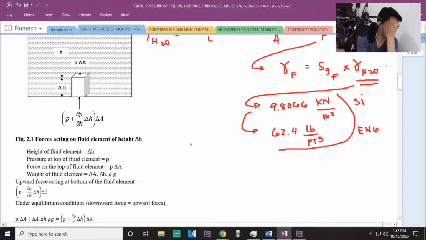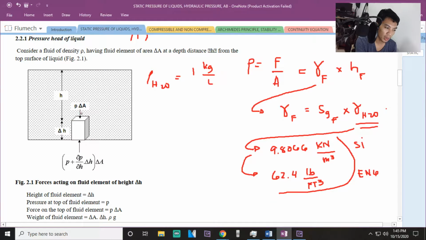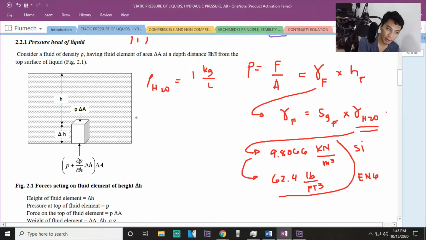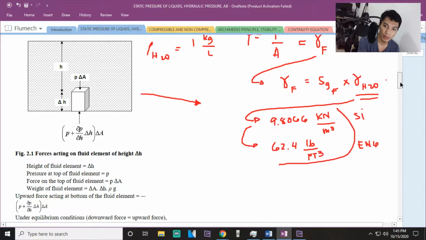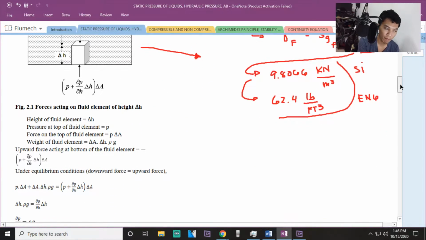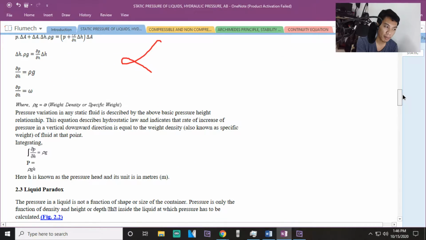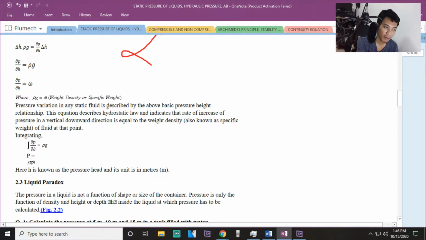So, nakita nyo dito sa figure that the forces acting on here, on the fluid element of the height delta H. Yan, ganito yung paliwanag niya. Sinimplify ko na yung paliwanag niya into here. Yan. So, at a given height, at a given depth, meron kang ma-experience na pressure. Yun lang yan. So, ito yung kanyang derivation. And, sabi dyan, the pressure variation in any static fluid is described by the above basic pressure height equation.